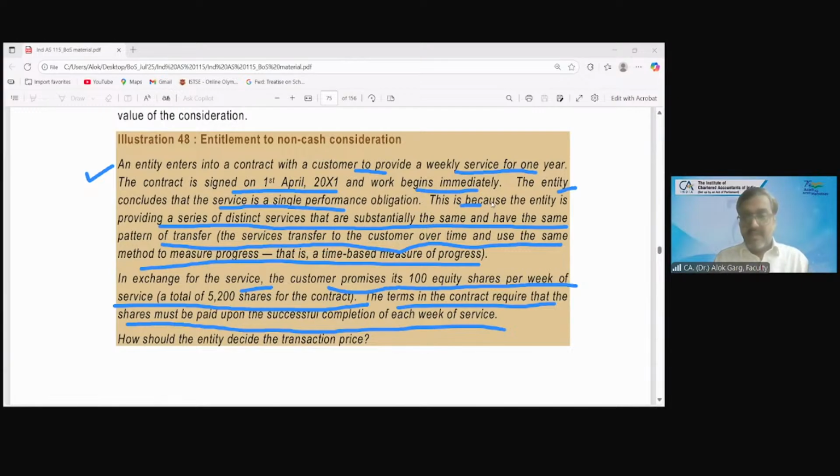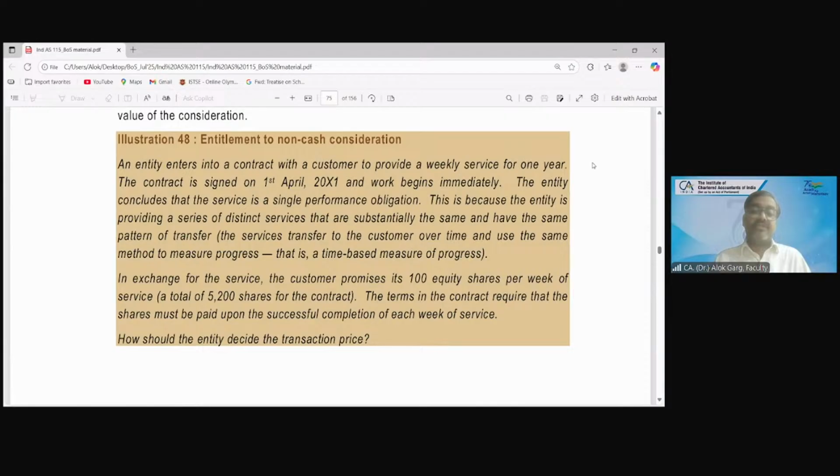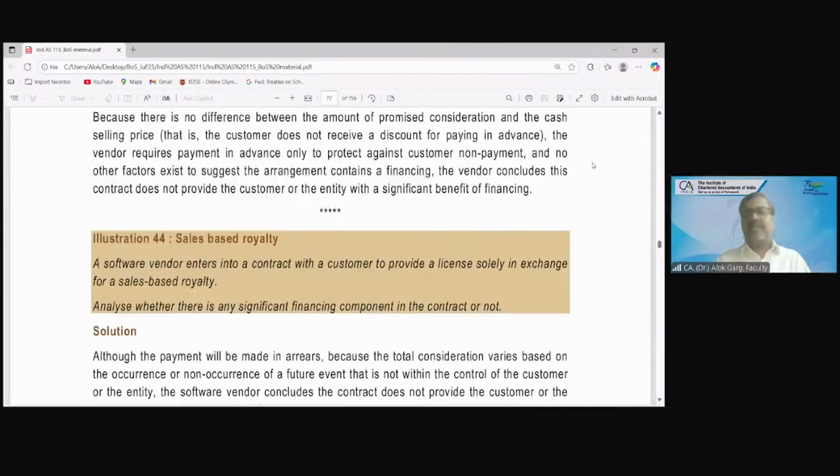This entity is getting a consideration every week. This entity will recognize revenue every week. Every week services, one service obligation, one performance obligation. How should the entity decide the transaction price? Tell me. In this case, there is no money involved. There is an exchange of shares. The customer is issuing the share capital, issuing its shares in lieu of getting the service. Sir, fair value of the share as on date of transfer, after each week? Yes. So the fair value.